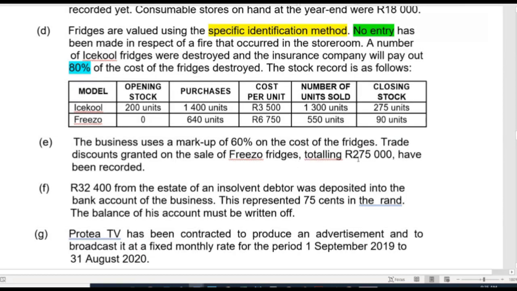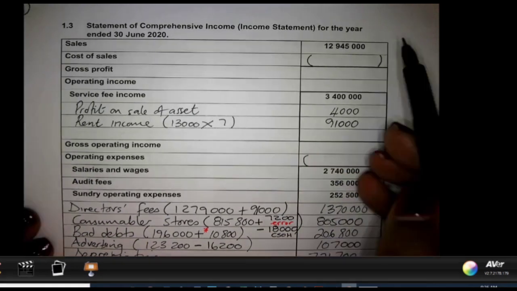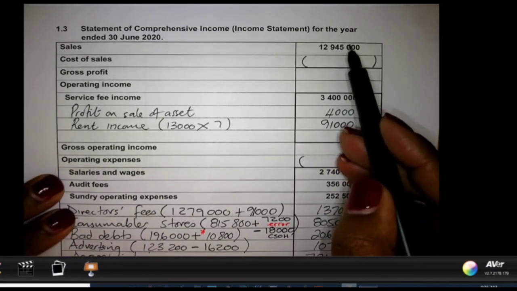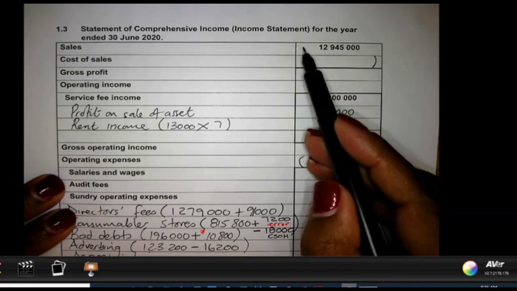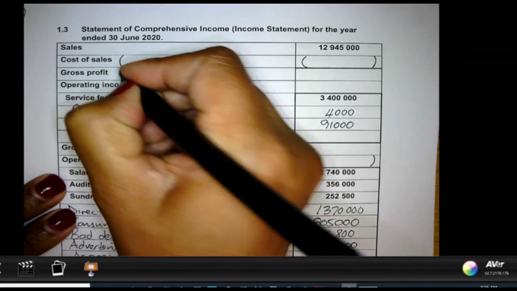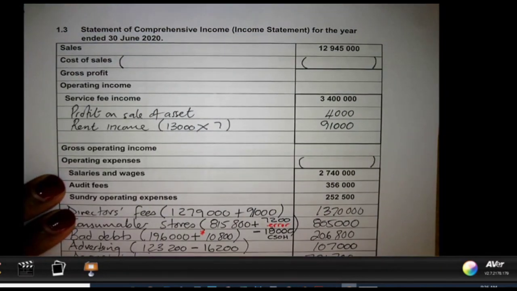And the trade discount totaled 270,000. Now, that trade discount has been taken off this amount. In other words, the sales is 275,000 less because we gave trade discounts. So how am I going to work out my cost of sales? Because I didn't receive the trade discount.